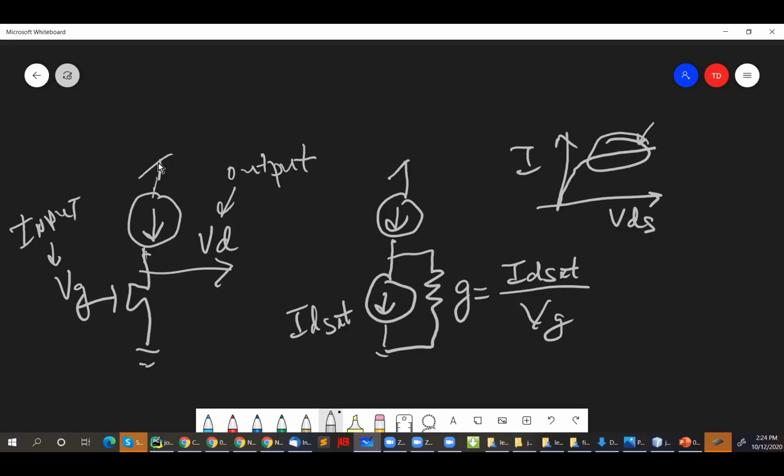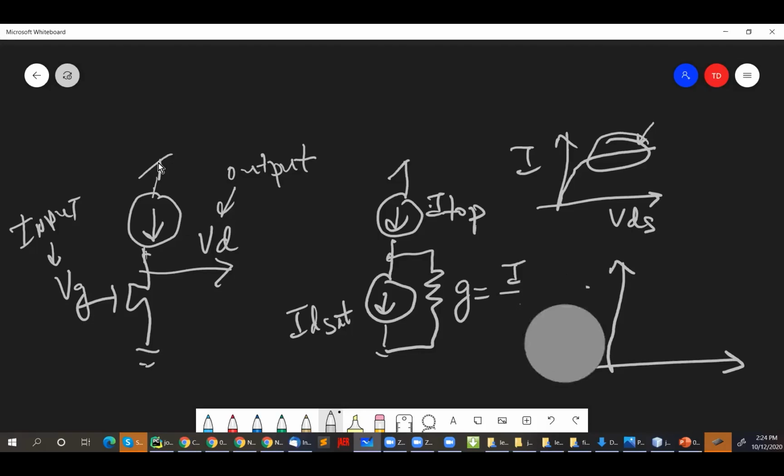Now, how do you find this point, this VD voltage, where both currents would equalize each other? This is like Kirchhoff's current law, right? For the current at the top, the sum of the currents at the bottom should be equal to the current at the top. Let's call this I top. The current ID set, plus the current that flows through this resistor, has to be equal to I top.